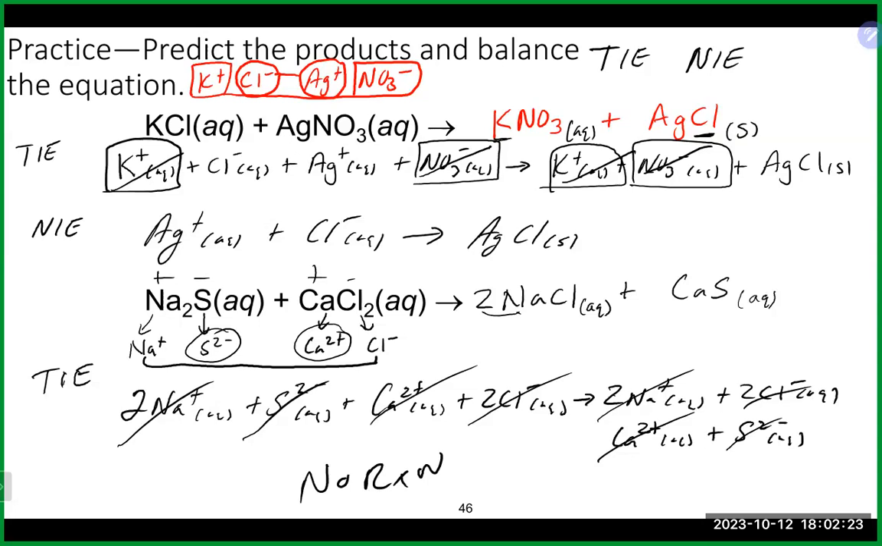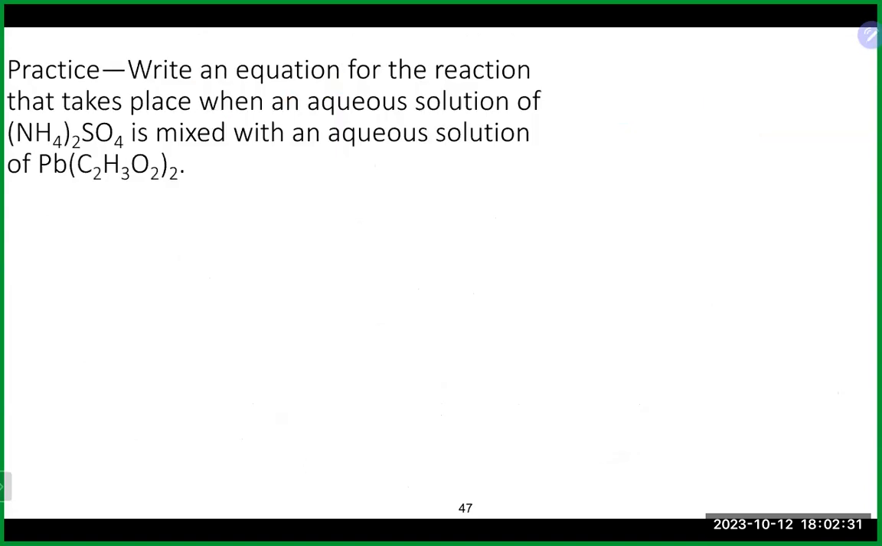All right. Questions on how to write total ionic equations, net ionic equations, identify spectator ions? Let's try one more then. Let's do all three again for this one. So let's do the molecular equation, the total ionic equation, and the net ionic equation in this case. The ME, TIE, and NIE.